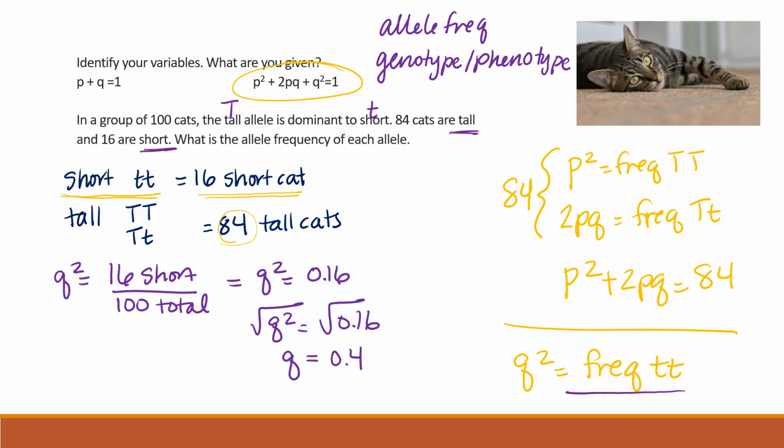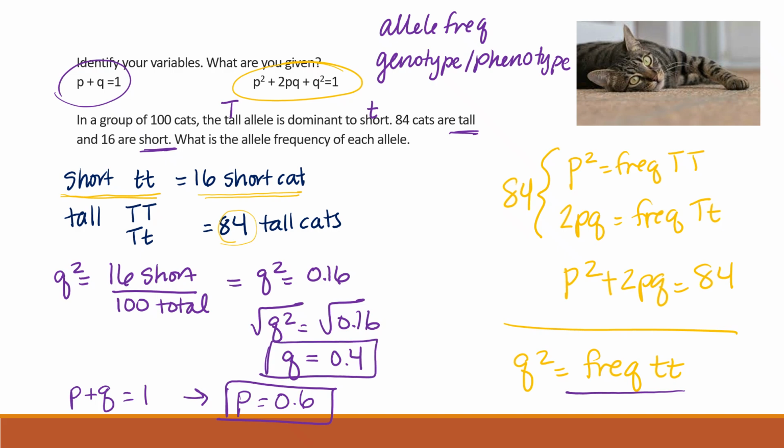Now, we cannot solve for p directly from our 84 total cats. You could do some crazy math and solve for it now, but let's just use our easy equation, p plus q equals 1, which means if q is 0.4, then p is 0.6. So the frequency of the q allele is 0.4, frequency of the p allele is 0.6.